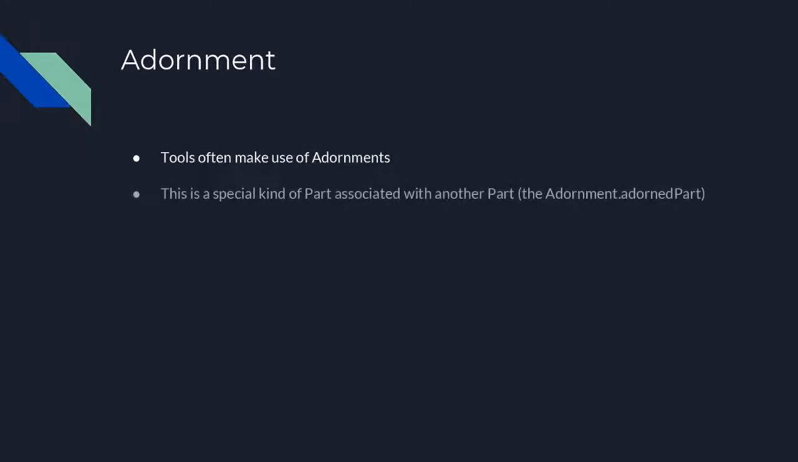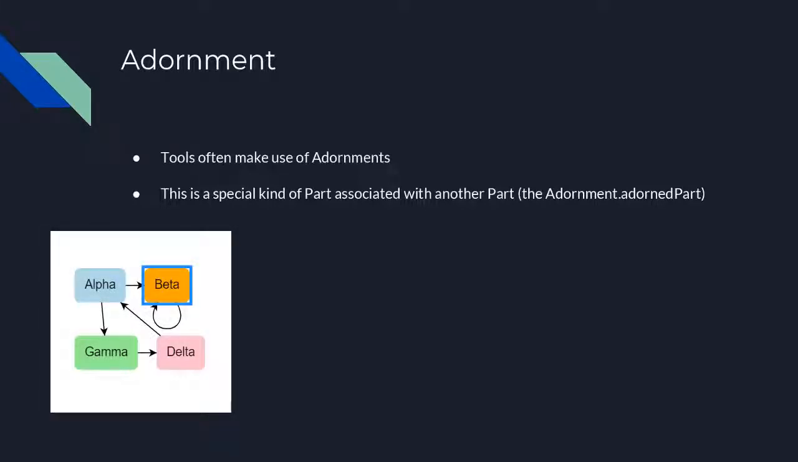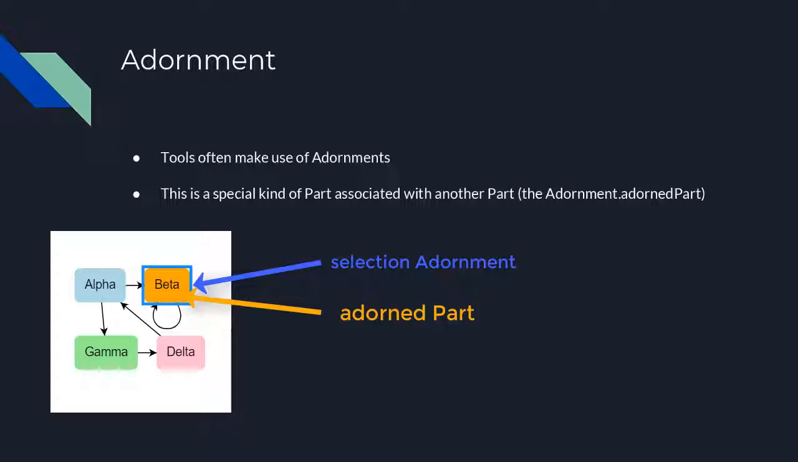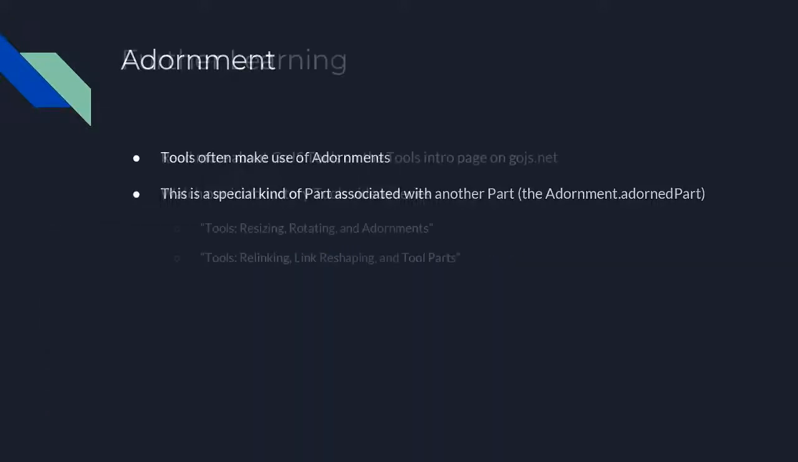It's also worth noting that tools often make use of adornments for various purposes. An adornment is a special kind of part that is associated with another part, the adornment.adornedPart. Commonly, an adornment is added to a selected part to help indicate what behavior is now acceptable. If you have any experience with GoJS, you've probably seen an adornment and didn't know it. For example, when we click a node, by default, a blue outline appears. This is the default selection adornment for a part. We'll explore adornments a bit later in the tools videos.